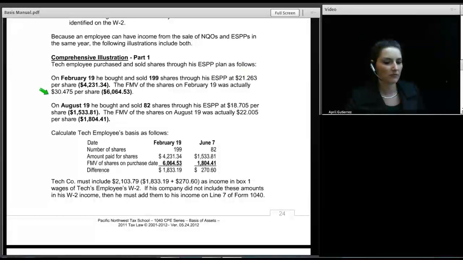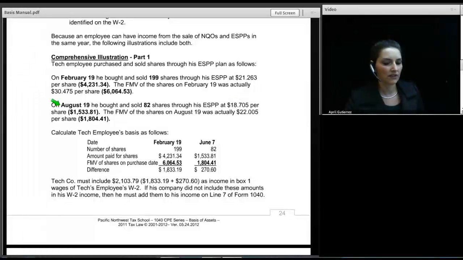$21 a share is what he paid when it was worth $30, and the net price that he paid was $4,200 when it was worth $6,000. So we have a spread there that we know needs to get included in his income as wage. Then on August 19, he bought and sold another 82 shares through his ESPP at $18 per share, or a total cost of $1,533. The fair market value on that same date was $22 per share, or $1,800.